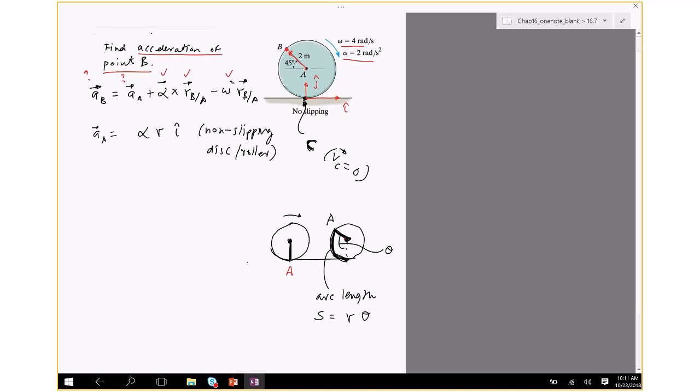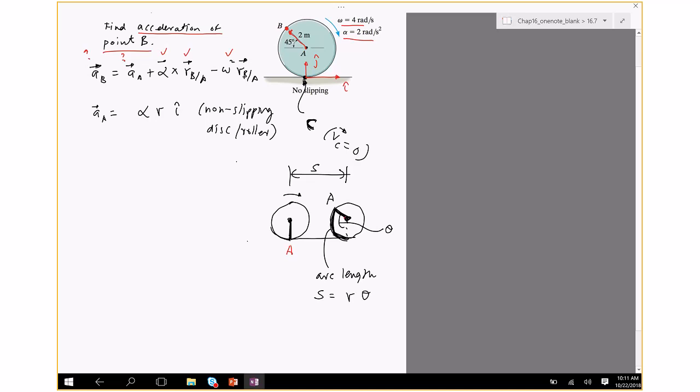Okay, S is the distance moved by point A, but it's also the distance moved by the center going from here to here because it's not slipping. So this also is S. So if S is the distance moved by the center, then the acceleration is going to be d square S dt square, which is the second derivative of r theta, so it's going to be r alpha. And that's how you get the acceleration of A.